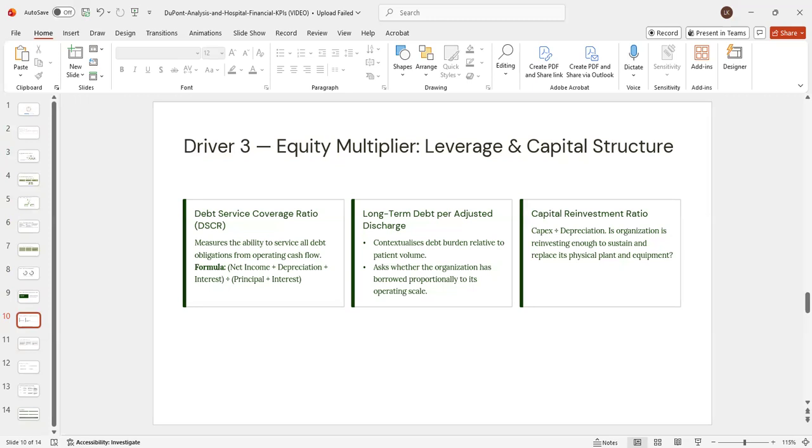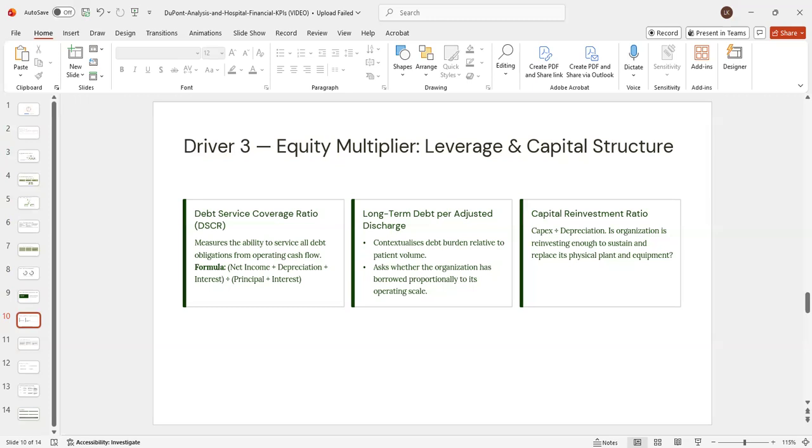As you can see on the screen, the formula has a numerator of income and certain non-cash expenses such as depreciation and interest, and divides it by principal and interest. What you're trying to determine here is: do we have enough cash from operations to comfortably cover the principal and interest expenses that are due in that given period? Okay.